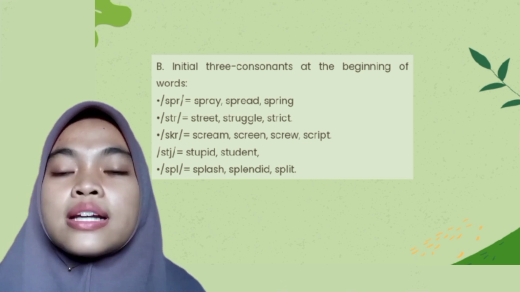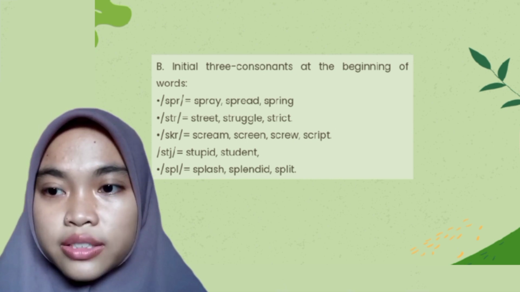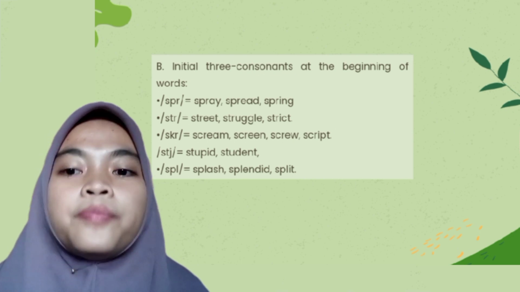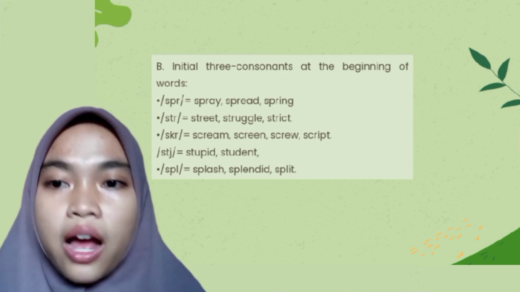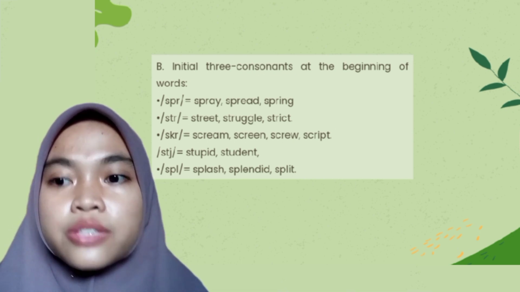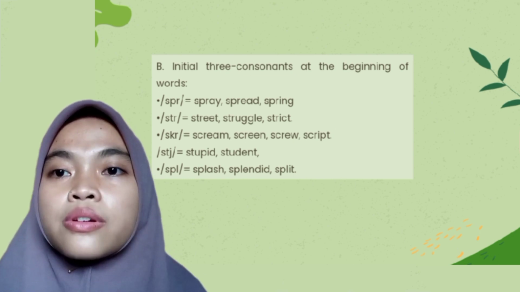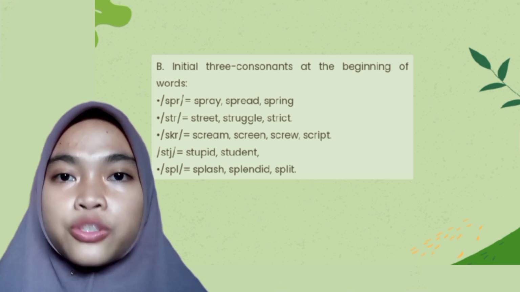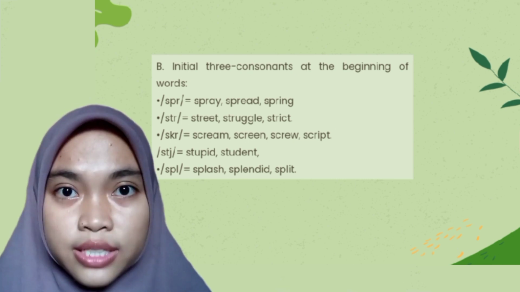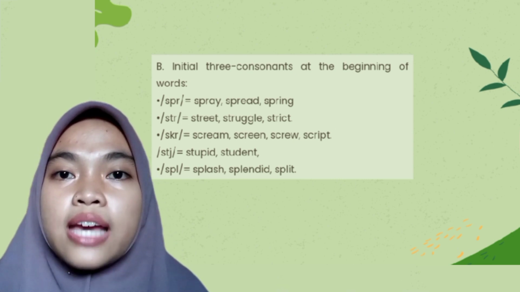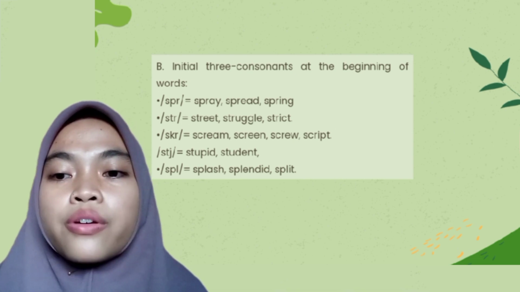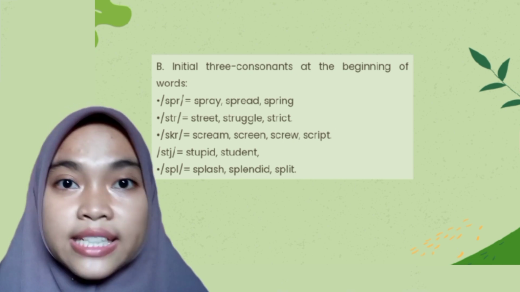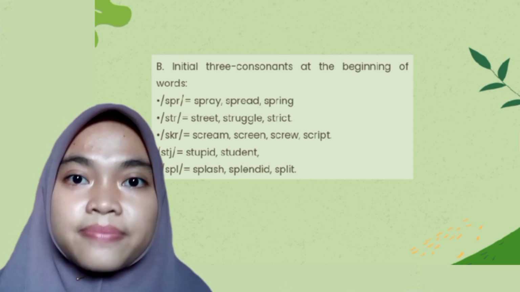STR for street, struggle, and streak. SKR for scream, screen, screw, and script. STJ for stupid and student. And the last is SPL for splash, splendid, and split.